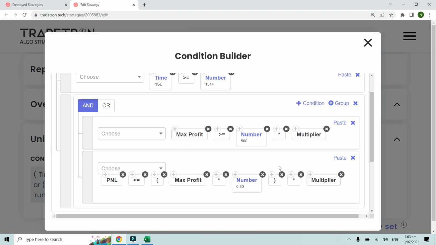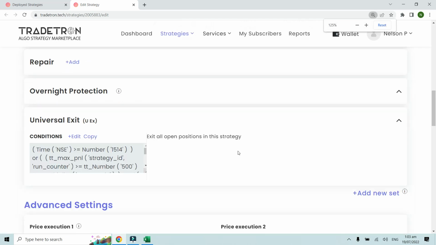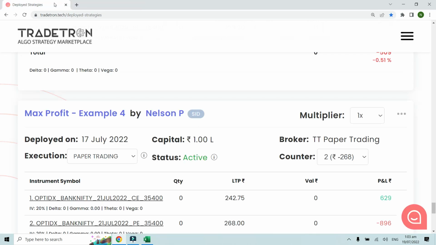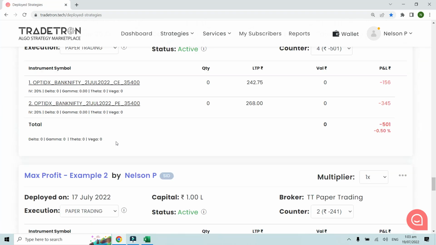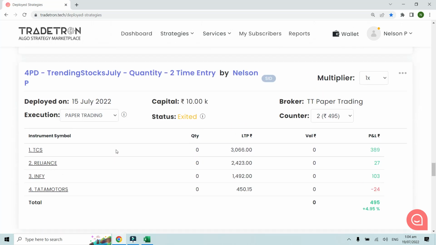Always remember to use this condition with proper brackets like this. Max profit greater than 500 with an AND condition, and then you can put this particular multiplier. All right. Also, after this, we will see one more example of how you can record max profit and max loss for a counter.